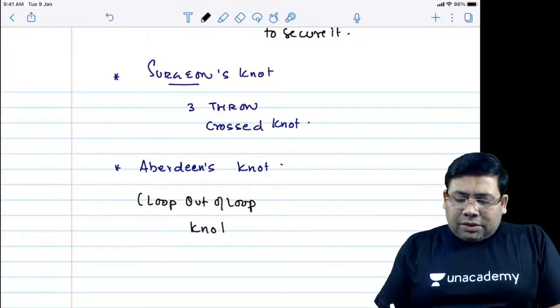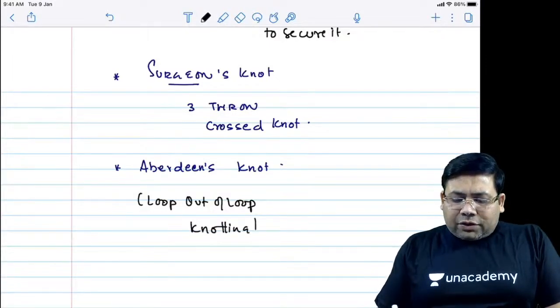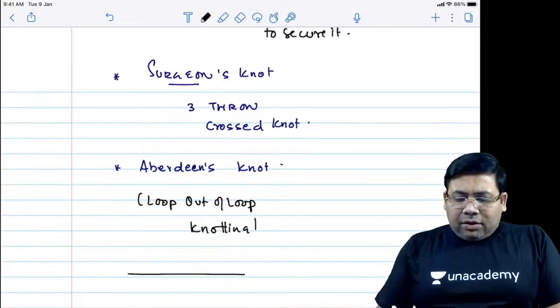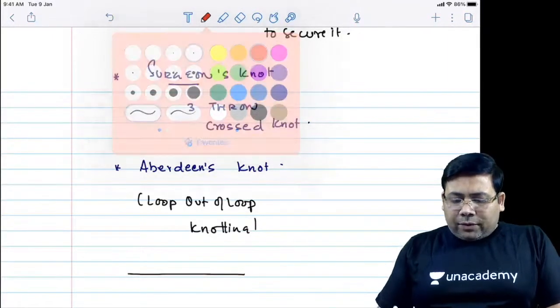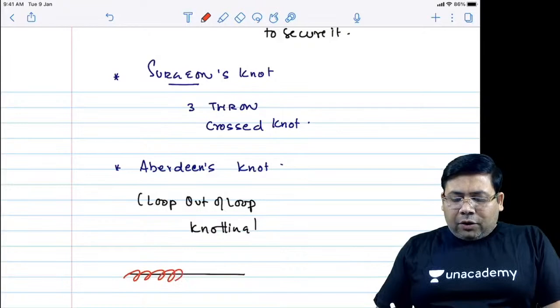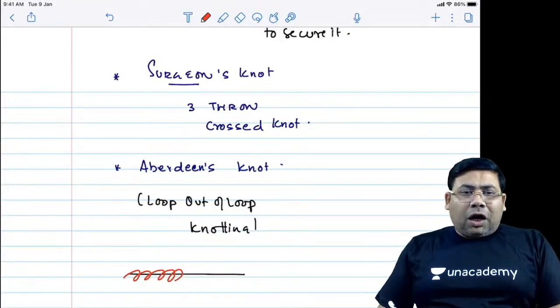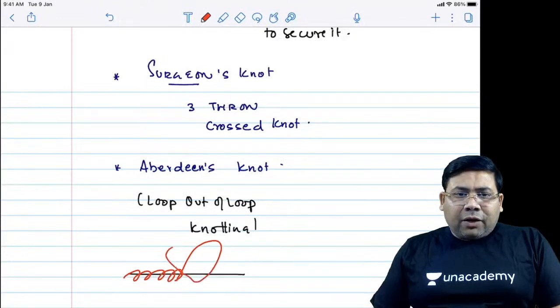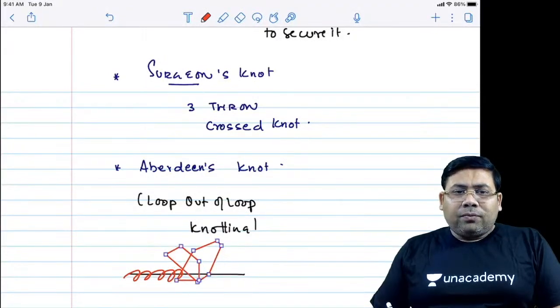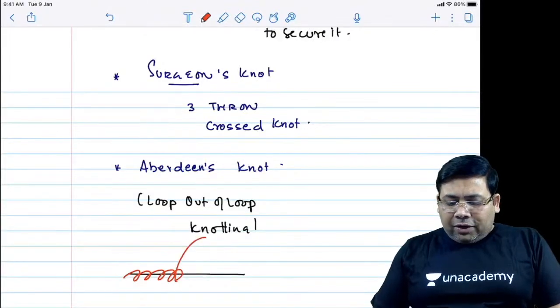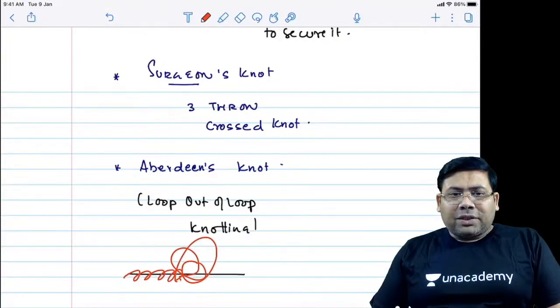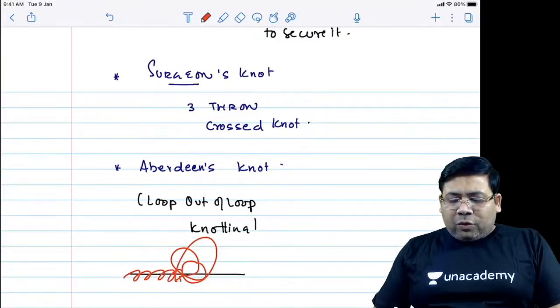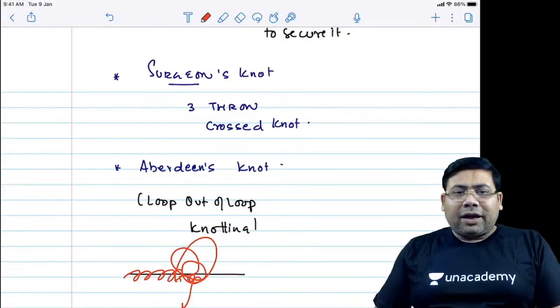So students, if you are doing a continuous suturing, imagine you are doing a continuous suture. Now you don't have any end left. How to tie the knot? The last loop you will enlarge and you will take a loop inside the loop. So loop inside loop, and then ultimately you will tie the knot.